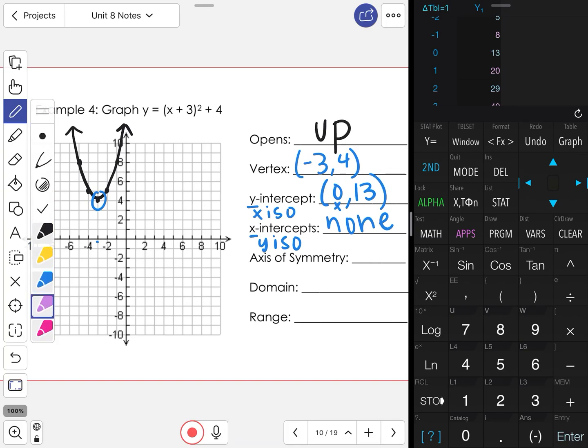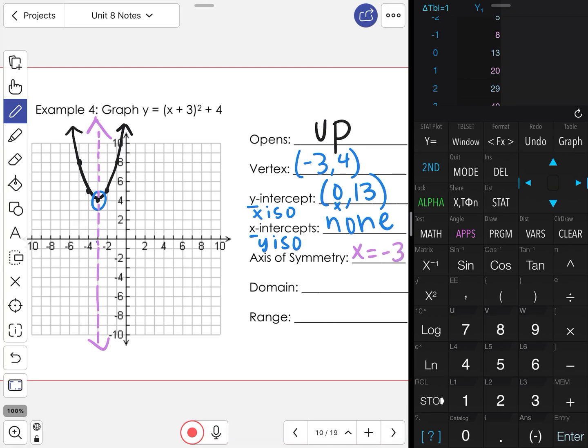Okay, now we need to graph our axis of symmetry. So let's make that vertical line straight through our vertex. And whenever we write an axis of symmetry, we're going to say x equals, and it looks like we cut through -3 on the x-axis.